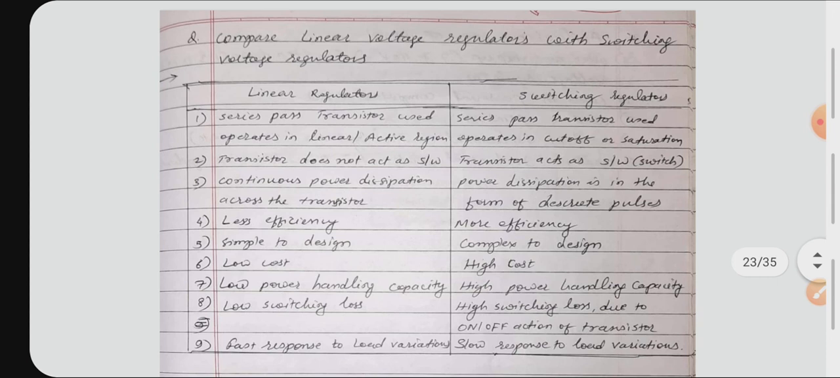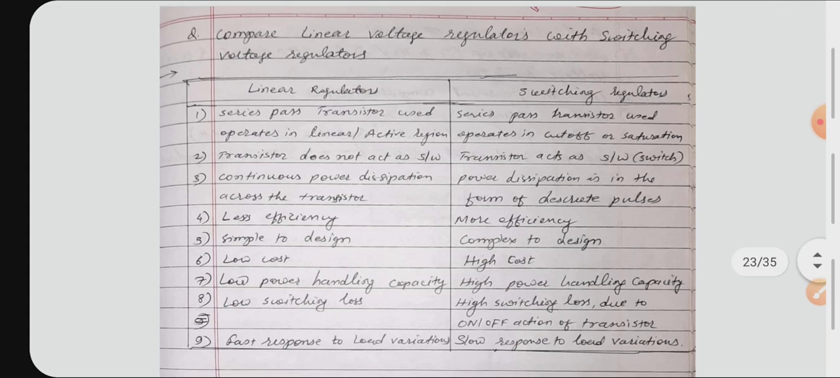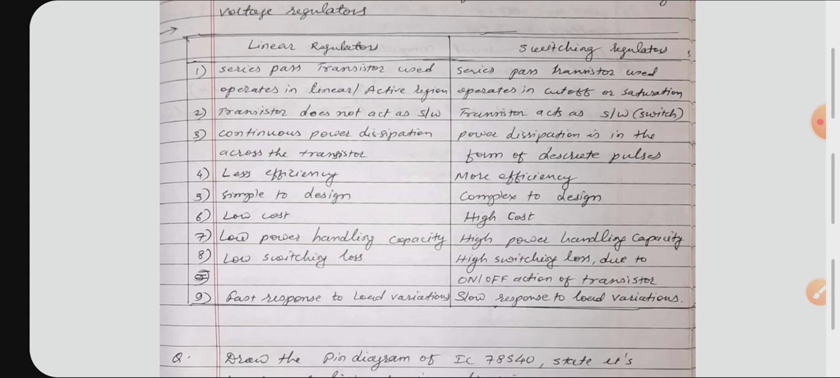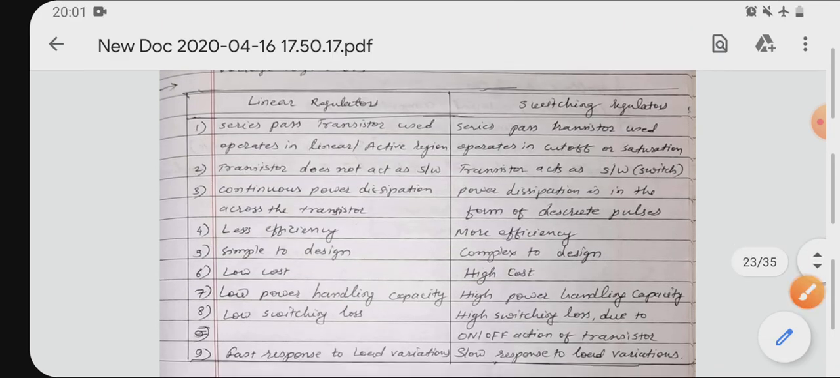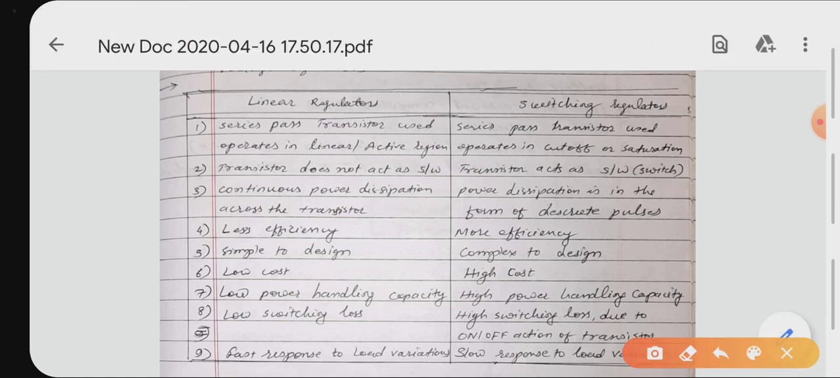How will we compare? We can compare the linear voltage regulator with switching voltage regulators. Switching voltage regulators have many advantages over linear voltage regulators. There is a series pass transistor used in linear voltage regulators. That series pass transistor operates in the linear or active region, whereas in a switching regulator it operates in the cutoff or saturation region. That means in the switching regulator the transistor acts as a switch.